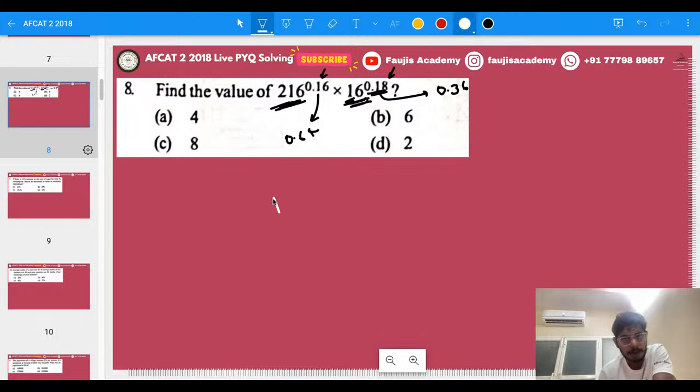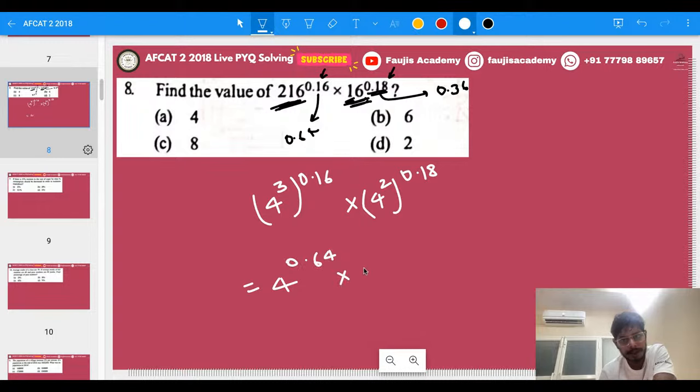4 cube is how much? 216, 0.16 into 4 square into 0.18. Will it give 4 raised to the power 0.64 into 4 raised to the power 0.36, right? That means 4 raised to the power this value plus this value, which will give us nothing but 1 as your answer. So what will be the answer to this question, guys? Question number 8, answer will be A, right?